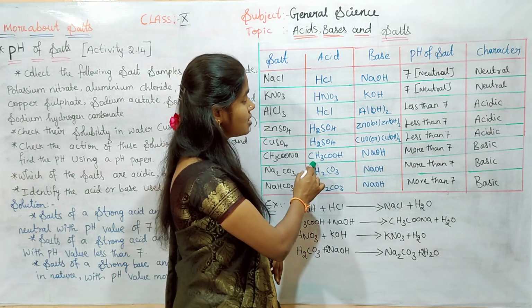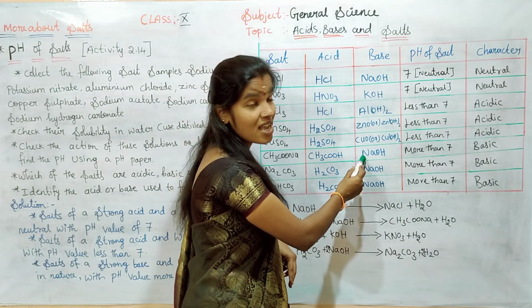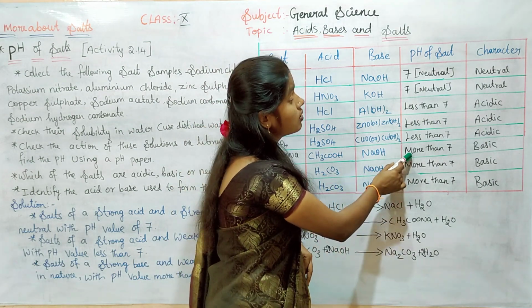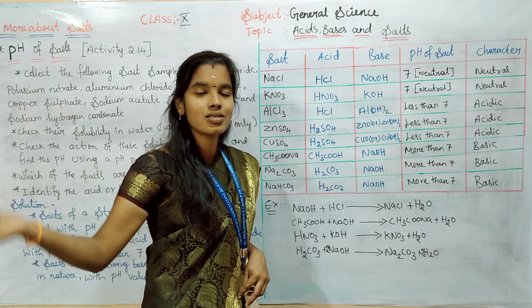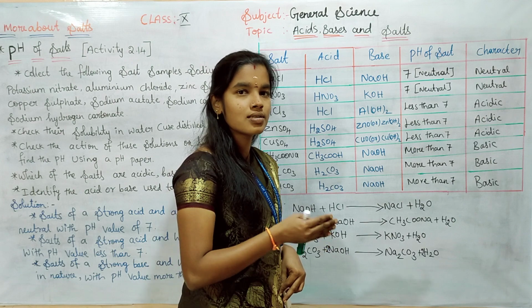And the next one is acetic acid reacting with sodium hydroxide. Acetic acid is a weak acid. A weak acid reacts with a strong base. So the pH is more than 7. More than 7, that is 7 to 14, is basic in nature. Below 7 is acidic in nature.